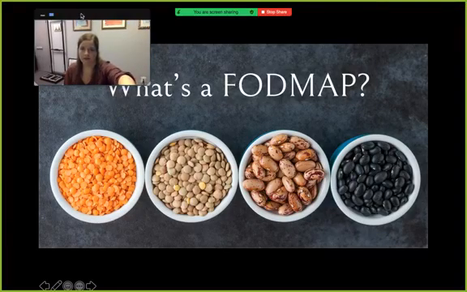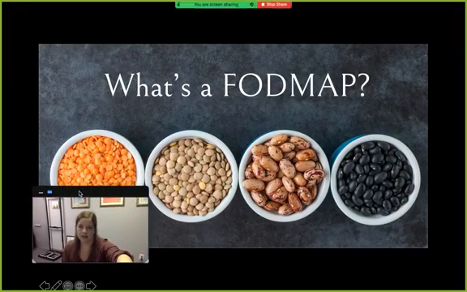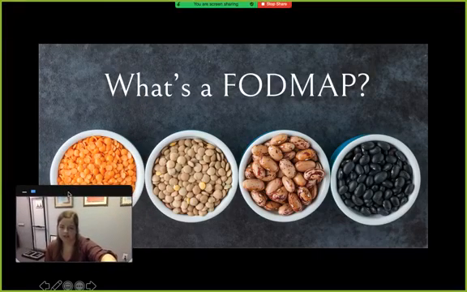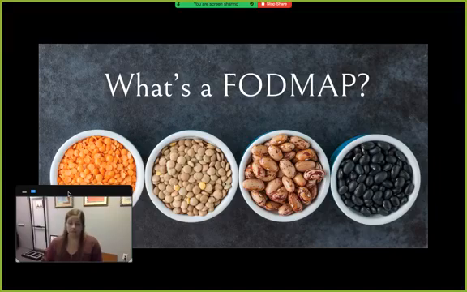What is a FODMAP? So we're coming back to that word that I brought up a few slides ago here. FODMAP is an acronym created and defined by researchers at Australia's Monash University. And it is used to characterize certain carbohydrates by fermentables, oligosaccharides, which includes fructans and galactans, disaccharides, which includes lactose, monosaccharides, which includes fructose, and polyols, which are the sugar alcohols.